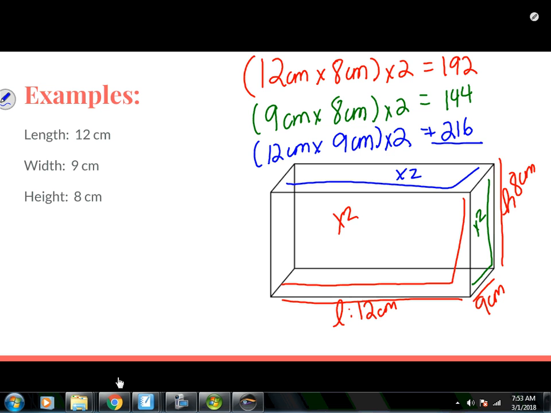Add those three together. 6 plus 4 is 10, plus 2 is 12. 9 and 1 is 10, 14, 15. 2, 3, 4, 5. 552 centimeters squared. And I should have put that on the others as well. Centimeters squared.